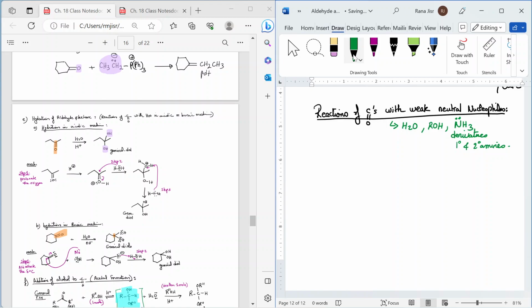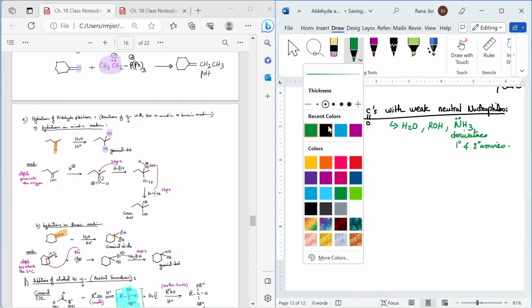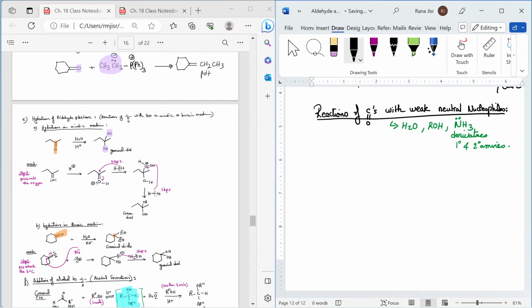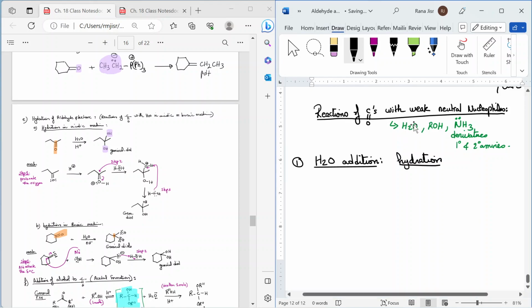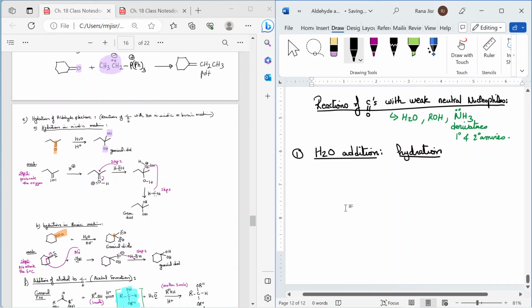So let's go ahead and consider the first reaction, which is the addition of water. Now this reaction, we call it hydration. And hydration can happen in both acidic and basic medium. If you are doing the acidic medium, you have to start with the neutral nucleophile. If you're doing the basic medium, then you're going to start with the OH in there. So we're going to consider both.